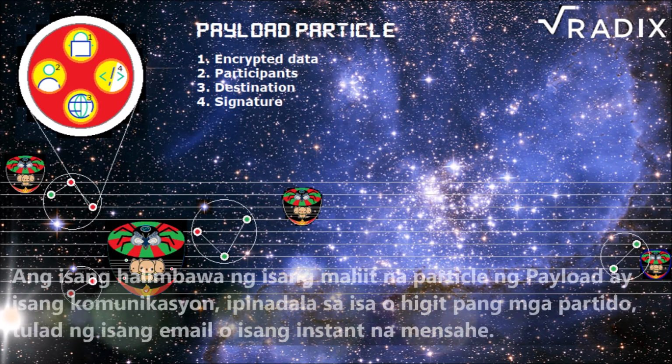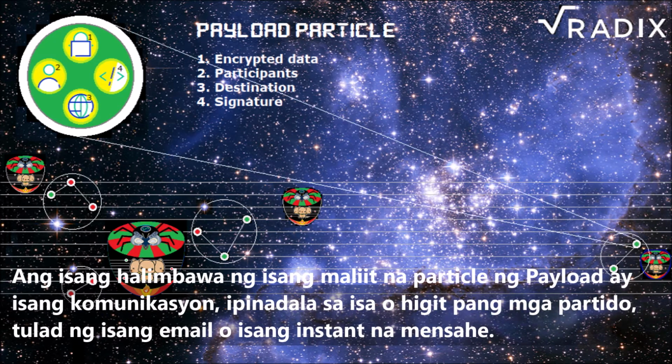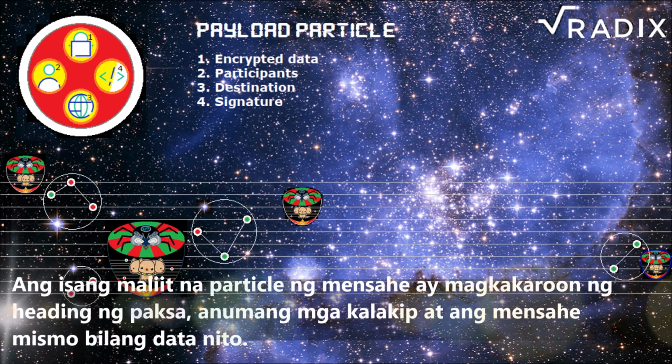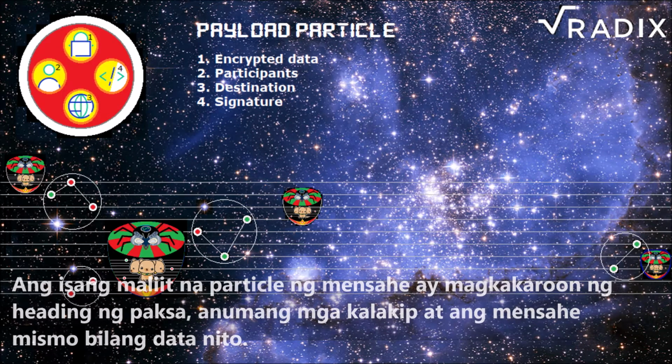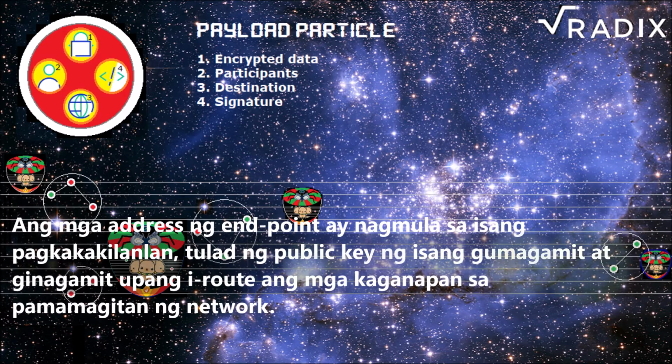An example of a payload particle is a communication sent to one or more parties, like an email or an instant message. A message particle would have a subject heading, any attachments, and the message itself as its data. Endpoint addresses are derived from an identity, such as a user's public key, and are used to route events through the network.